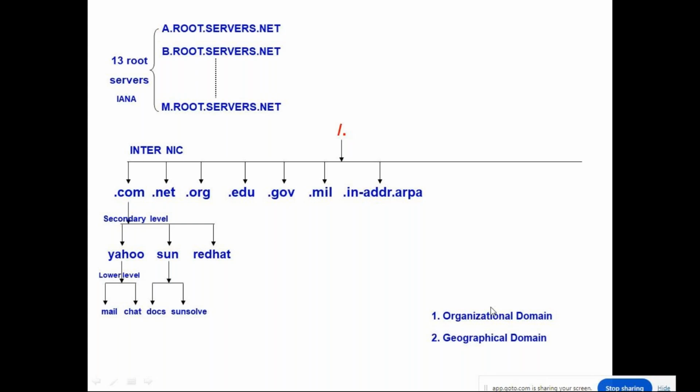All these are organizational domains. Geographical domains are based on the physical location, like .in for India, .sg for Singapore, .us, .uk, .pk. All this comes under geographical domains, based on the physical location.